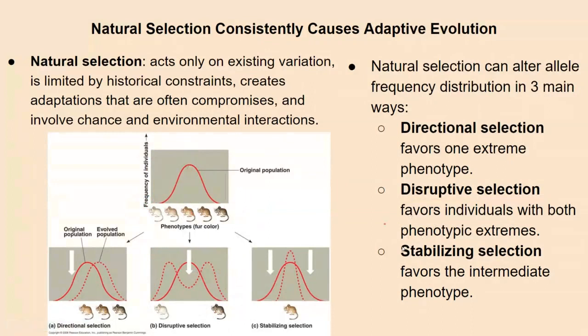And the last pattern that we will talk about is stabilizing selection. Let's say that the extremes were selected against, so we're going to see less and less extremes, but this medium color is selected for, so we're going to see more and more of that. This eventually will lead to a very homogenized population that all have that same medium trait.